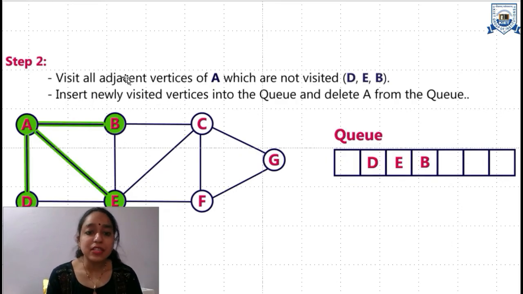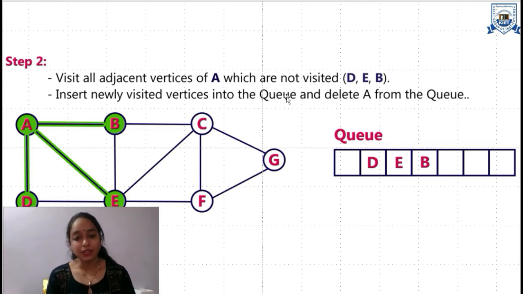Now we will visit all the adjacent vertices of A which are not visited. The adjacent vertices of A are B, D and E, which were not visited. So we insert these newly visited vertices into the queue, B, D, E or D, E, B, and then we delete A from the queue. A is visited and printed, and the unvisited vertices D, E, B are inserted into the queue.